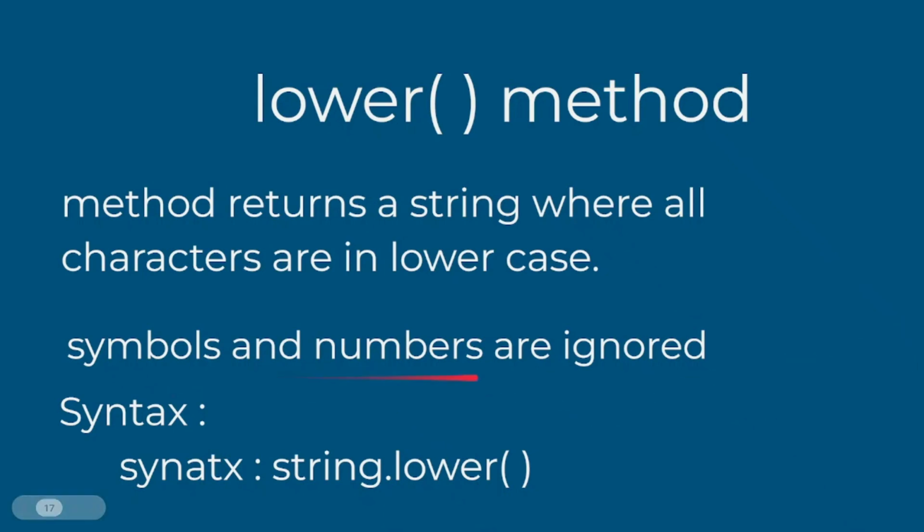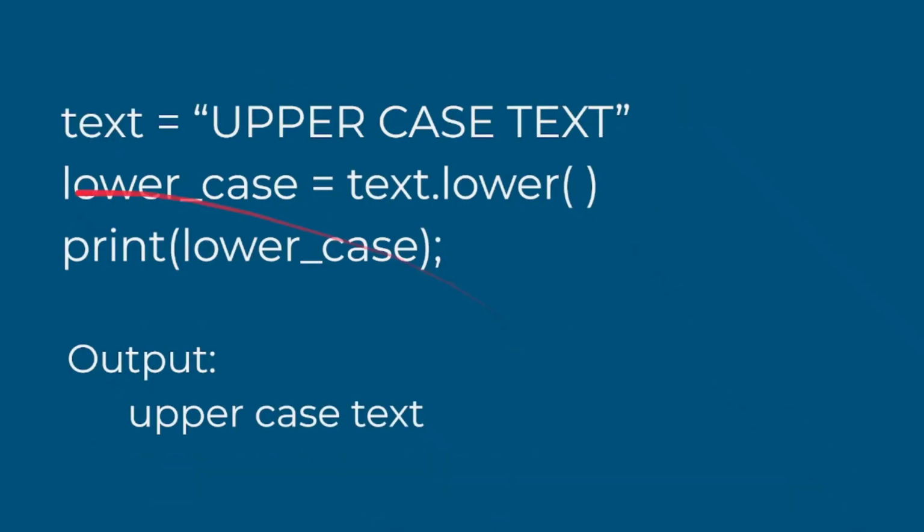In this process, the symbols and numbers are ignored. That is, the symbols and numbers will remain as it is in the source string. Syntax string dot lower. Let's see an example. Here we have declared a variable called text and we have assigned a string that consists of all the characters in uppercase to that variable. Then we have applied the lower method to the string text and we have stored the return string in a variable called lowercase, and finally we are printing that variable. And you can see the output here. Here all the letters got converted to lowercase.